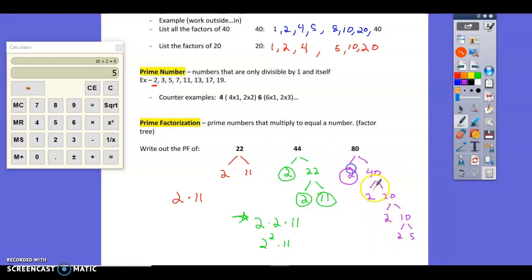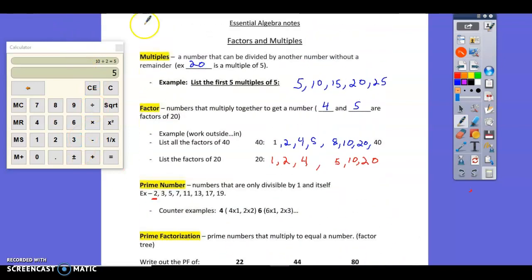So remember, we're only looking at the prime numbers. Sometimes people circle them to make it clearer. This 40, 20, 10, those are not prime numbers, so you're not going to write those down. So my prime factorization of 80 would be 2 times 2 times 2 times 2 times 5. So that's how we want you to write them out.